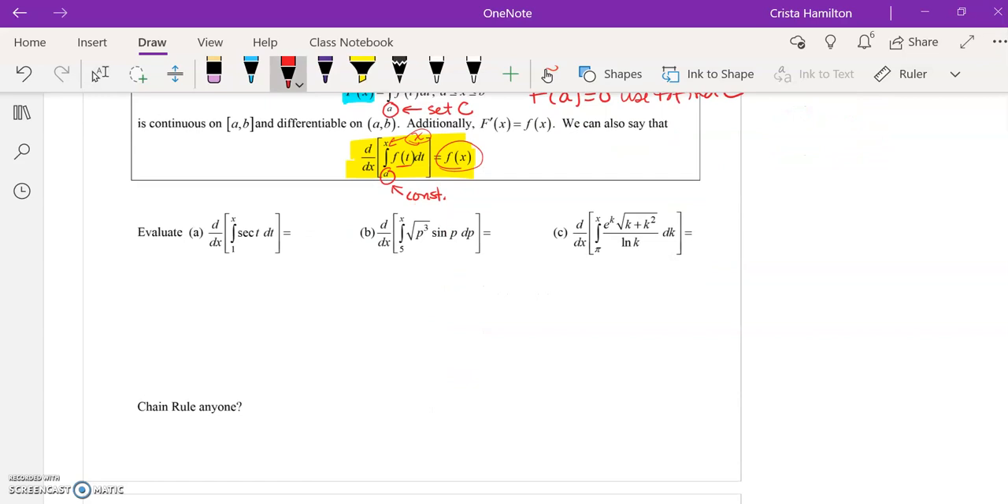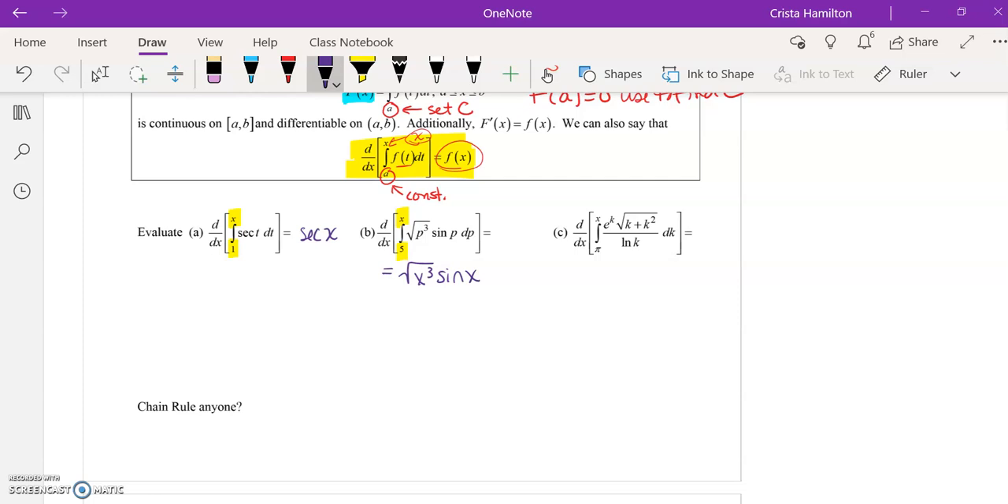So here, evaluate the derivative of the integral from 1 to x. Notice that I have a constant and x, so I meet that requirement. Then I want to take the derivative. The answer is going to be secant of x, and we're done. Here, same thing. I check constant and x, and so we want to take the derivative. So this is going to be equal to the square root of x cubed sine of x, and we're done.